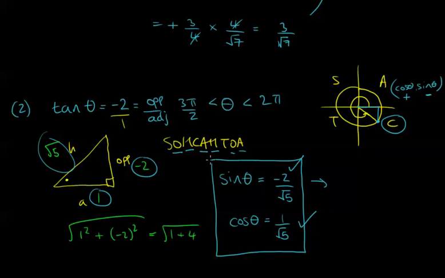So without a calculator, we've just worked out what sine of that really big angle is, and what cos of that really big angle is as well, without touching the calculator at all. It's going to be -2 over √5 and 1 over √5. And that's really it. There's nothing much more than that. The next examples, we're going to look at using some trig ratios and this unit circle as well.